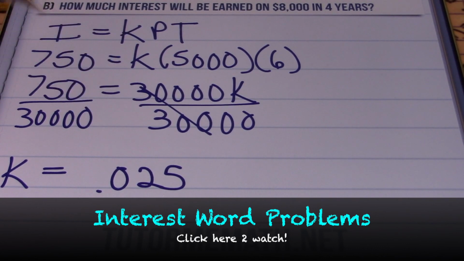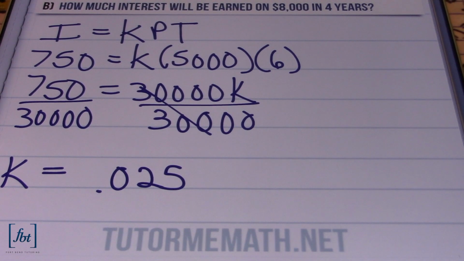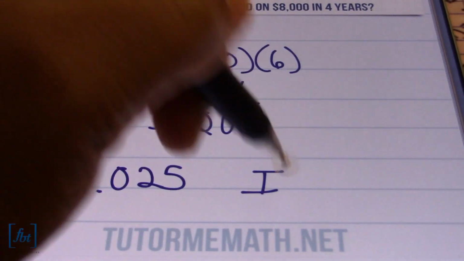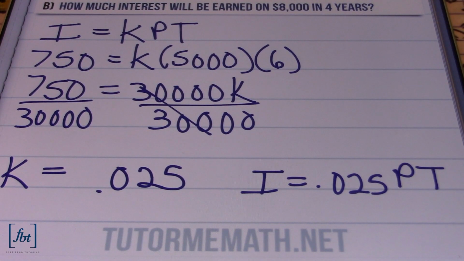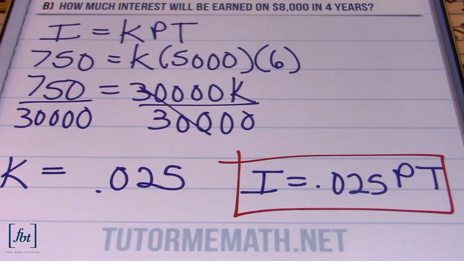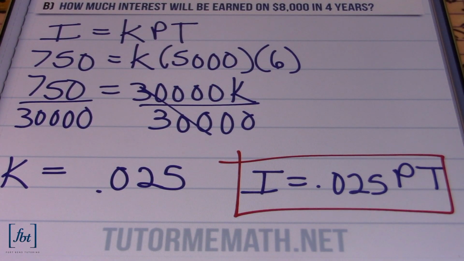Now that we know our constant of variation, we can now write our variation equation as I equals 25 thousandths PT. And this is your variation equation. Red boxing it. Just like that. That's the answer to part A.